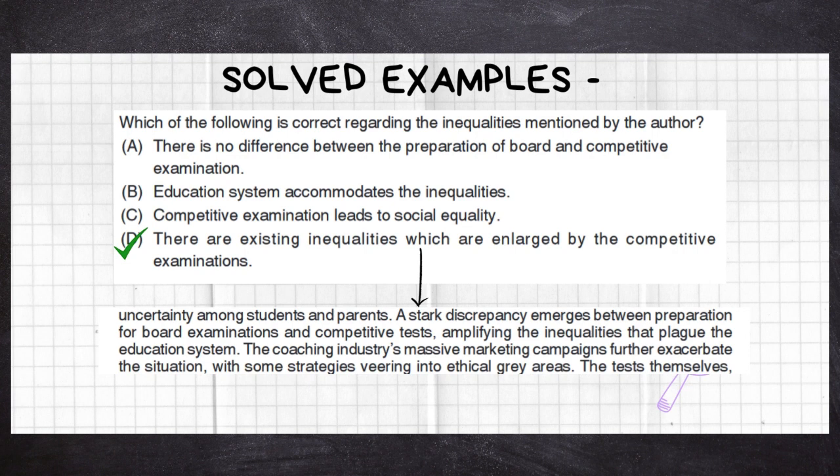The passage clearly mentions that the present education system does not take into account the inherent inequalities. The third statement is also false. Competitive exams lead to social inequality among the students, according to the author's opinion. So that leaves us with the fourth option. The passage clearly mentions that existing inequalities are amplified or enlarged by competitive exams. Therefore, this is the only true statement between the four options, and hence, this is the correct answer.